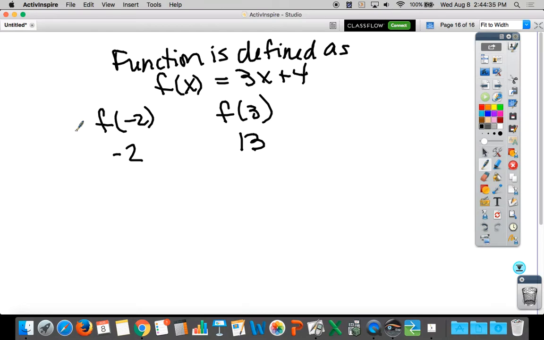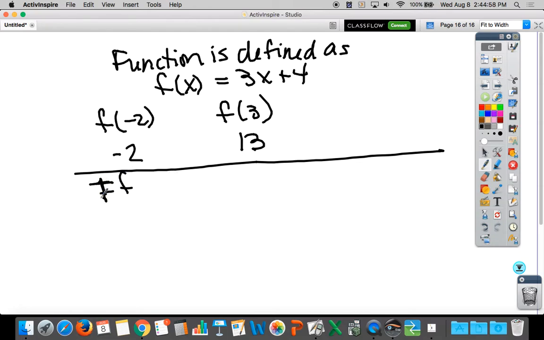Okay. Well, now that's not asking odd or even. I'm just asking you to find f of negative 2, find f of 3. Now, here's another problem. I want you to write it down because I don't want to confuse you, but I want you to understand.